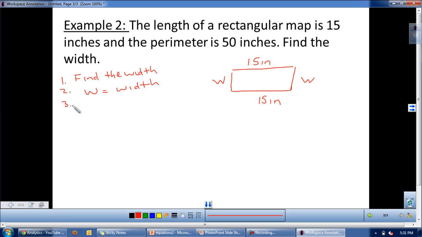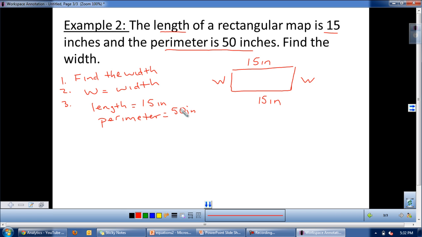Third step, we're going to underline keywords or key phrases. Well, we know that the length is equal to 15 inches and the perimeter is 50 inches. So I'm going to write that here. So we know that the length is equal to 15 inches and the perimeter is equal to 50 inches.